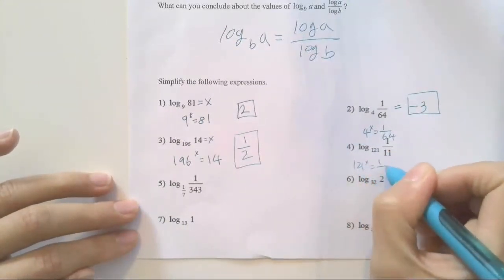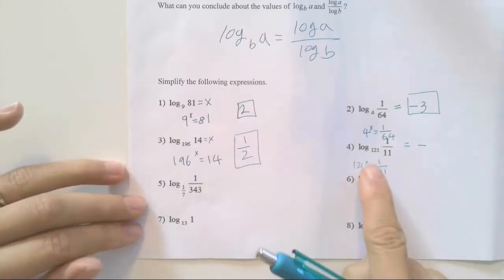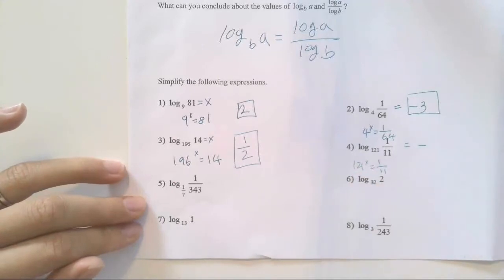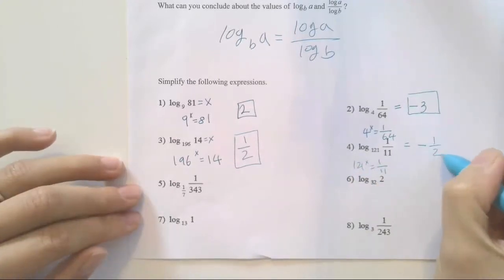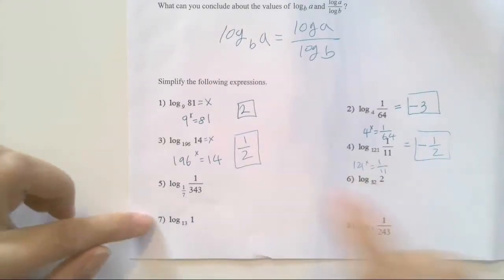Yeah. What about this one? 121 to the x power is equal to 1 over 11. It got flipped over, so I know it's going to be a negative exponent. What do you have to do to 121 to get to 11? You need to square root it. So it's going to be negative 1/2. Notice you can mix the negative and the fraction together.